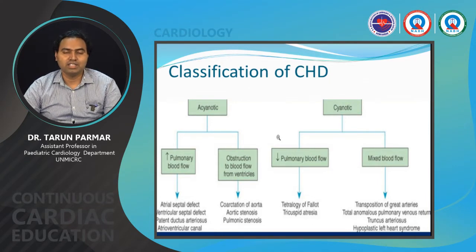Again, in cyanotic CHD, we describe increased and decreased Qp situations. So decreased Qp situation, or decreased pulmonary blood flow situations, are VSD with PS, or any pulmonary stenosis with a large VSD situation. These are TOF, DORV with VSD and PS, tricuspid atresia type 1B, and the other is mixed blood flow, that is either normal or increased pulmonary blood flow.